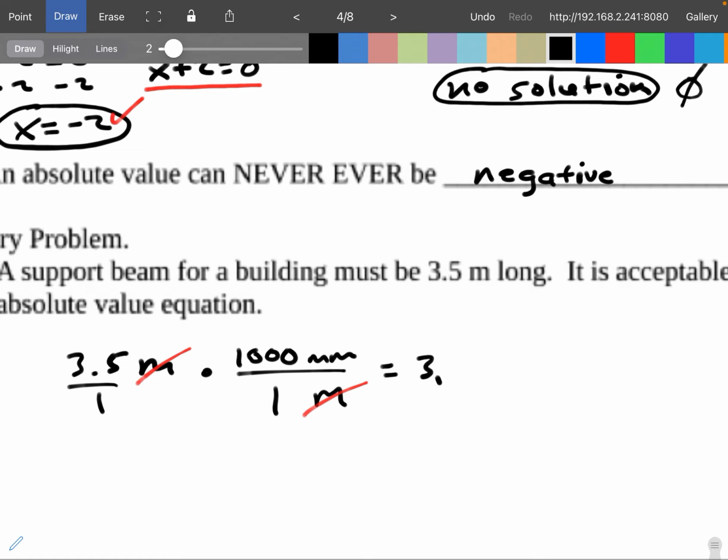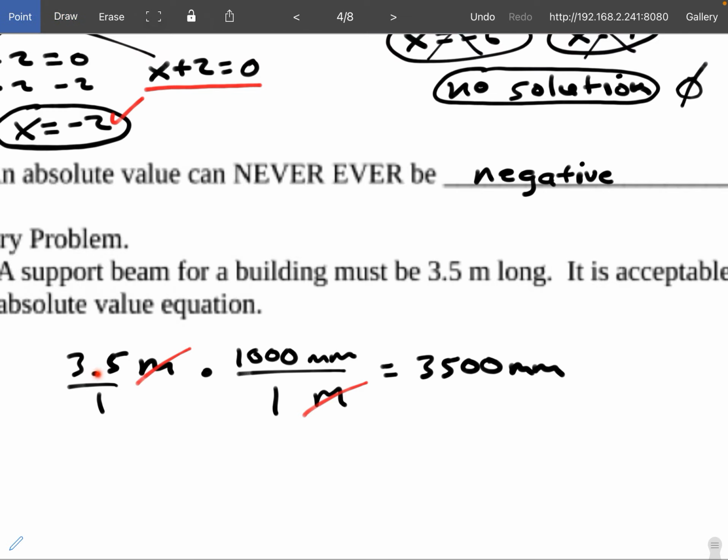But anyways, if we multiply straight across the top and straight across the bottom here, we're going to get 3,500 millimeters. Okay, if we multiply by 1,000, we just move this decimal place 3 places to the right.